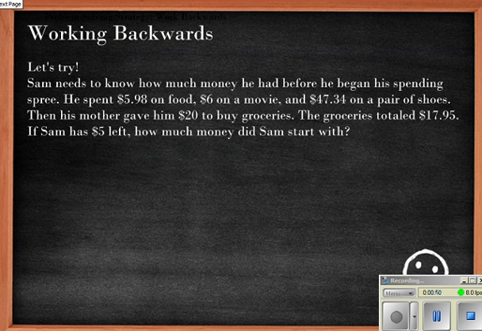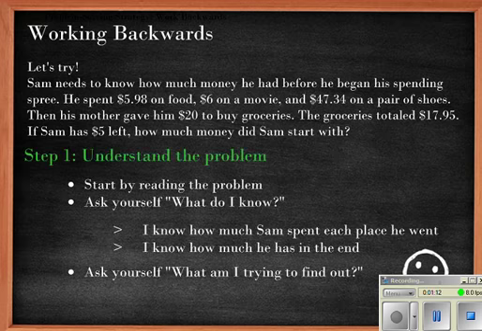It says, let's try. Sam needs to know how much money he had before he began his spending spree. He spent $5.98 on food, $6 on a movie, and $47.34 on a pair of shoes. Then his mother gave him $20 to buy groceries. The groceries totaled $17.95. If Sam has $5 left, how much money did Sam start with?